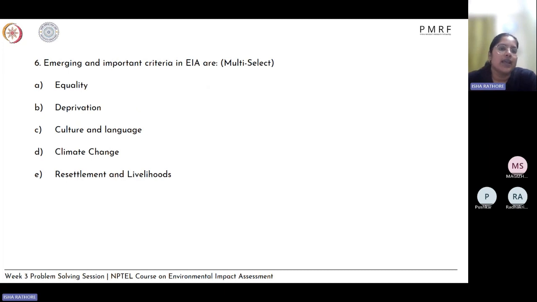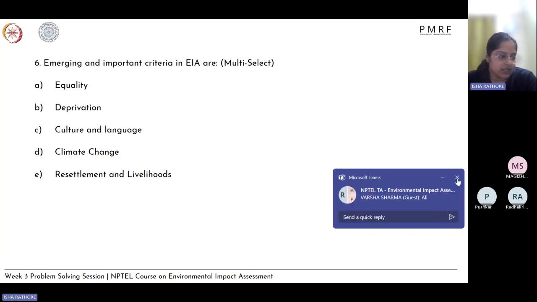Moving on, emerging and important criteria in EIA are A, equality, B, deprivation, C, culture and language, D, climate change, E, resettlement and livelihoods. So again, a multi-select question. More than one option can be correct.